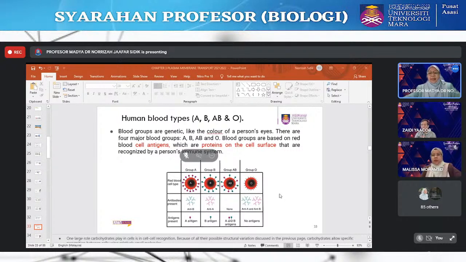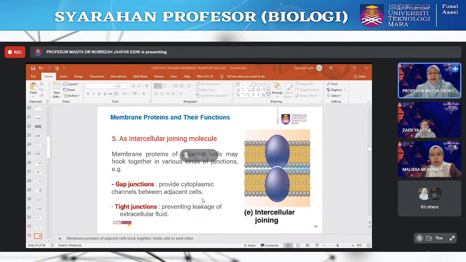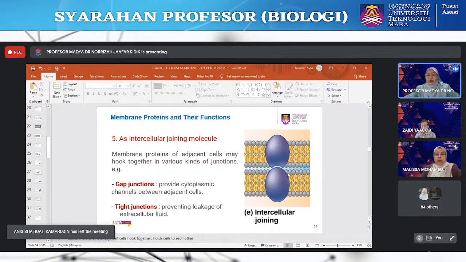Another function of membrane protein is as an intercellular joining molecule. Membrane proteins of adjacent cells may hook together in various kinds of junctions. There are gap junctions, which provide cytoplasmic channels between adjacent cells, and tight junctions, which prevent leakage of the extracellular fluid.